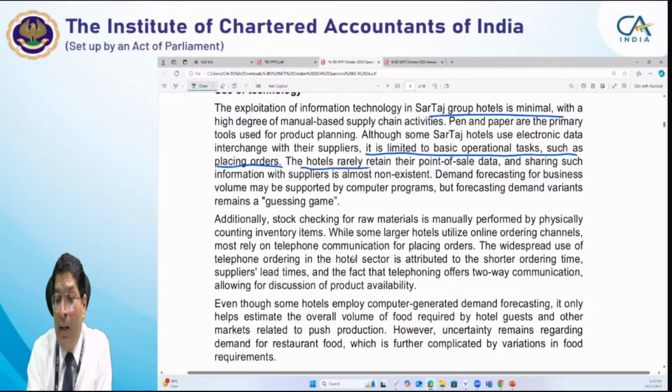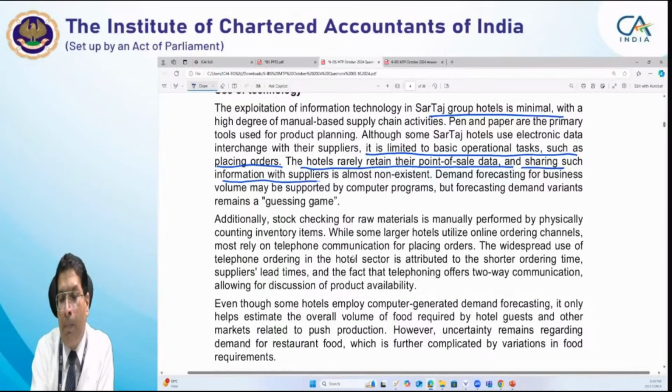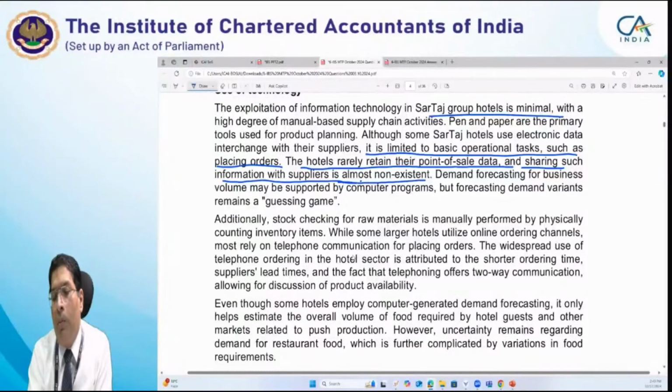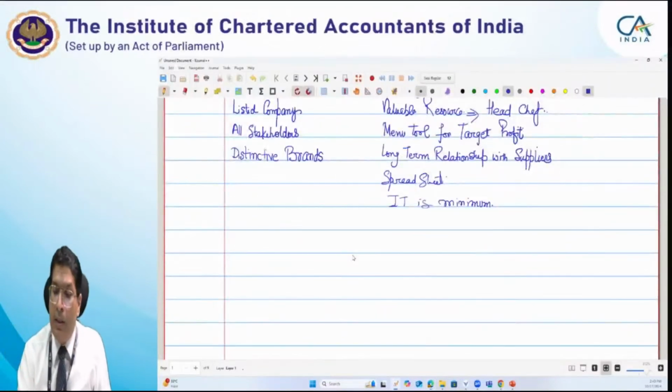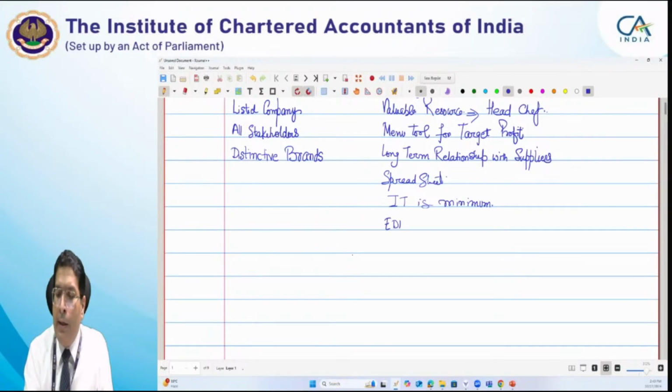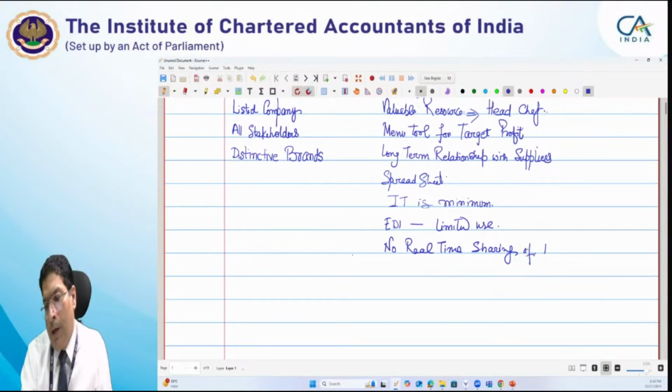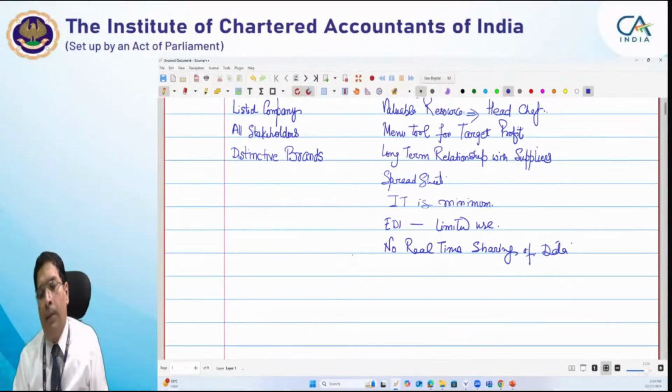The hotels rarely retain their point of sale data, and sharing such information with suppliers is almost non-existent. It means there is limited use of EDI. No real-time sharing of data with supplier.